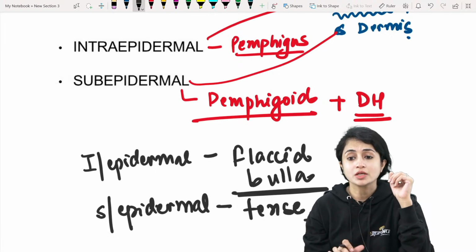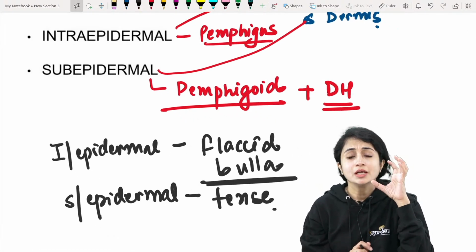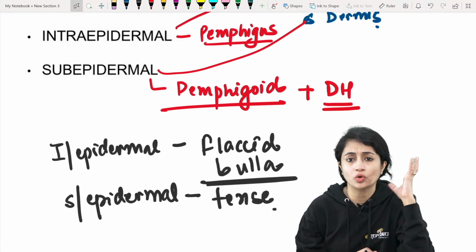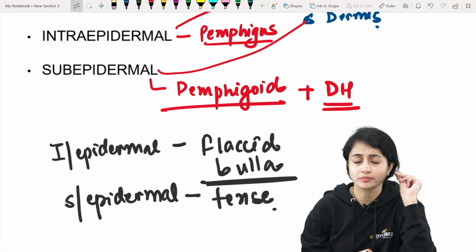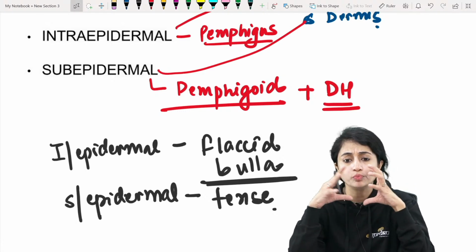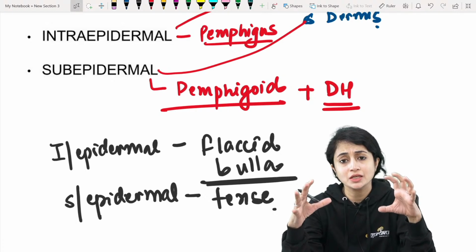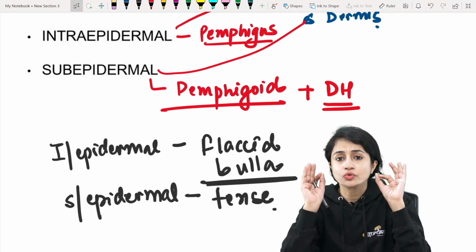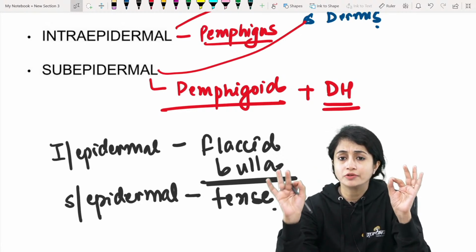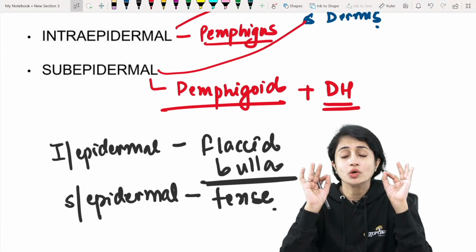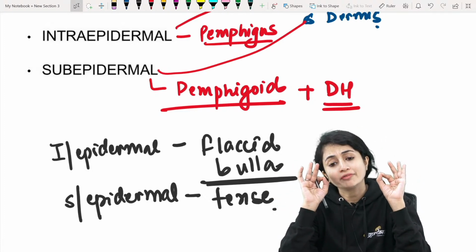So, my subepidermal disorders are tense, whereas my intraepidermal disorders are flaccid. Flaccid means like an old grape, like a balloon which has been blown a long time back. So, it has become deflated. That is a flaccid bulla. A tense bulla is something like you've blown a balloon to its full capacity and you've done it right now. So, it would be all tense. This is a very, very important differentiating feature between intra and subepidermal disorder, whether you have a flaccid bulla or a tense bulla.